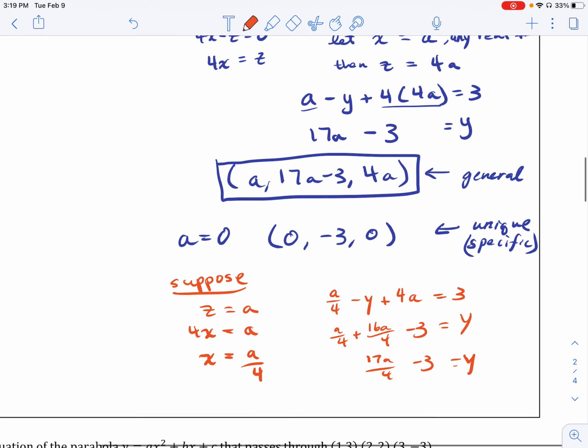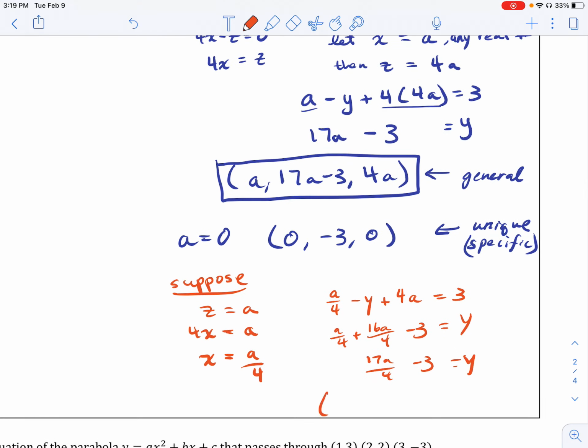So what would this general solution look like? This would be 1/4 a, or a over 4, 17a over 4 minus 3, and then this last one would be 4a. Oh, no, excuse me, that would just be a. There we go. Make that a. So this would be another way of expressing that same line.